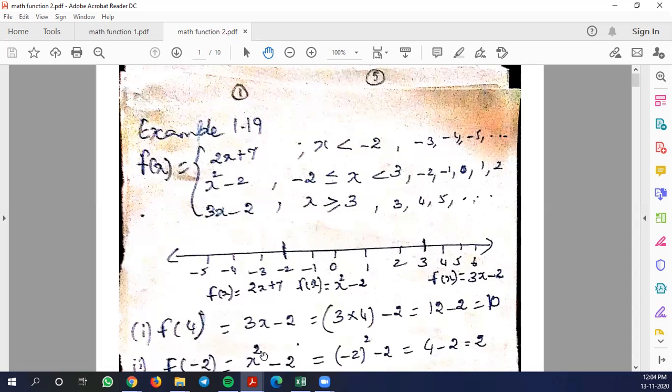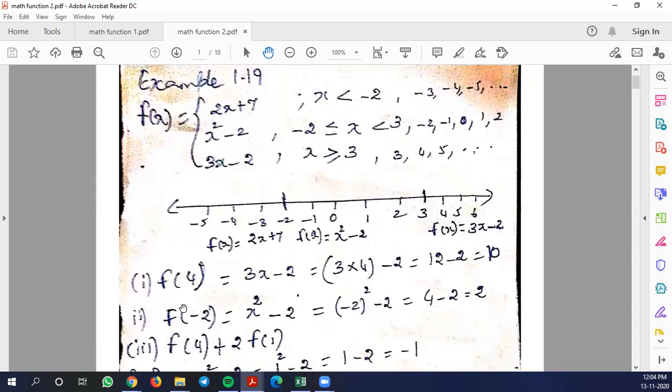Now we'll see the first sum, f of 4. Which one do we have to write? Only in this one, this 4 is included: 3, 4, 5. So you have to take this f of x, f of 4 is equal to 3x minus 2, that interval. In the place of x, you have to substitute the value 4. So 3 into 4 minus 2, 3 4s are 12, 12 minus 2 is 10.